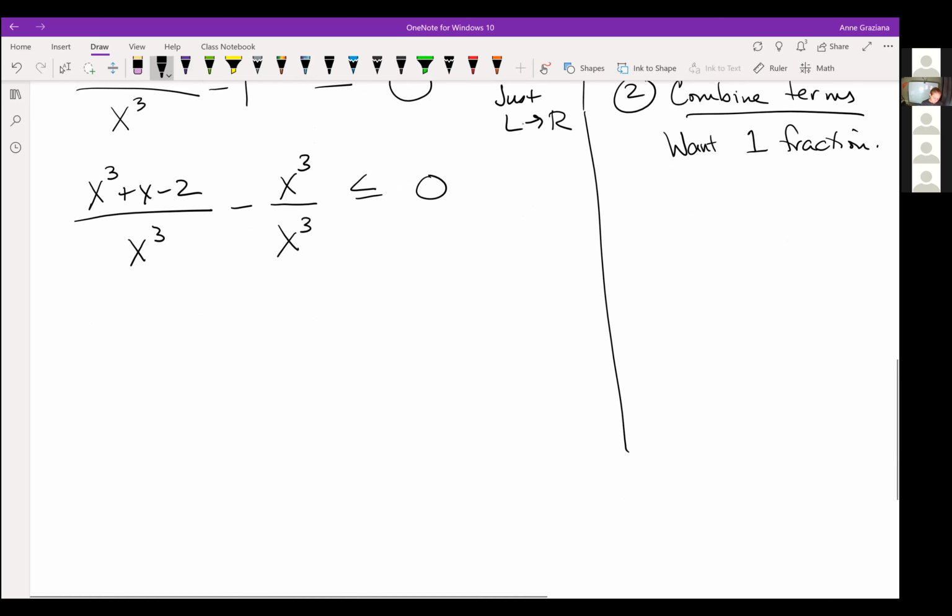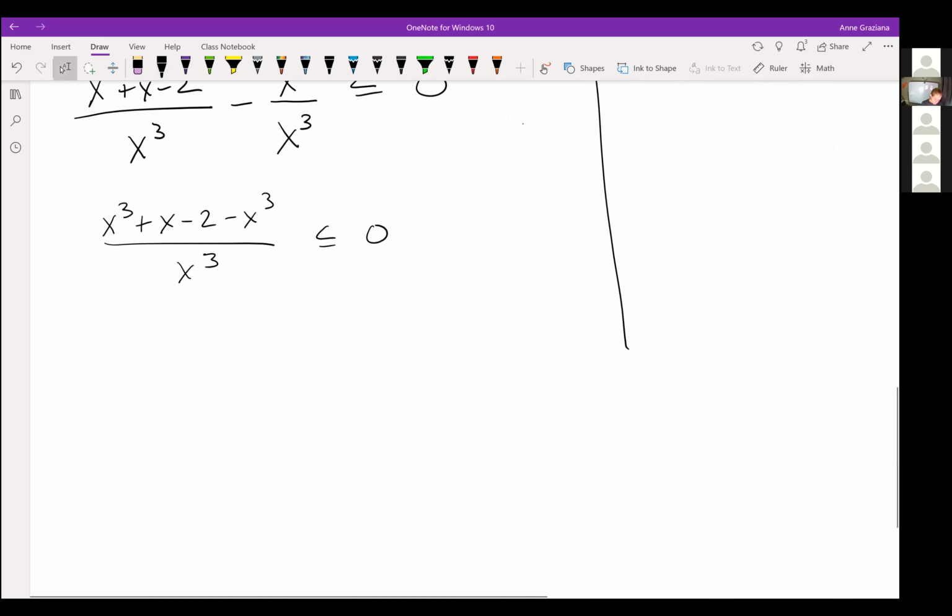Okay, good, Michael. I'm glad to hear that. And then when I put this together all over one fraction, ooh, nice things happen. Look at that, guys. Bye-bye x cubed. I like it. So x minus 2 over x to the third is less than or equal to 0. So you guys see these do cancel. Yay.